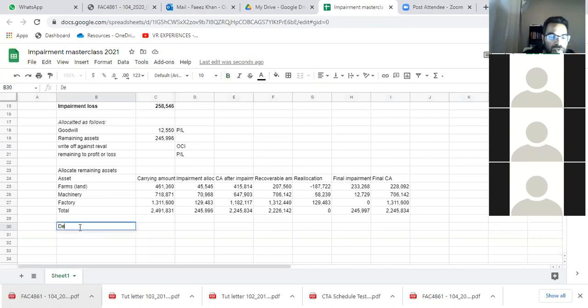So just follow this format. You can just put it 0 if you don't have it in an exam.